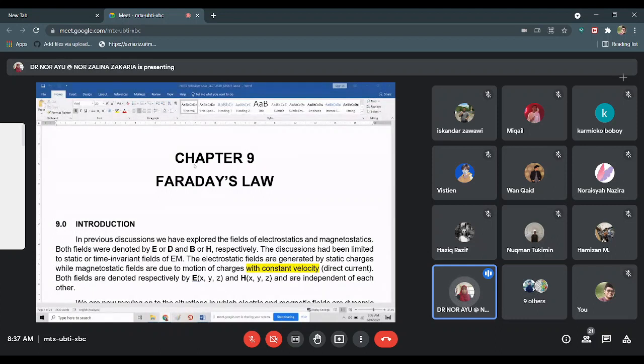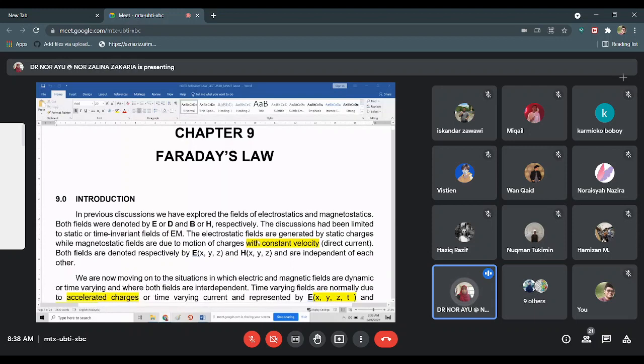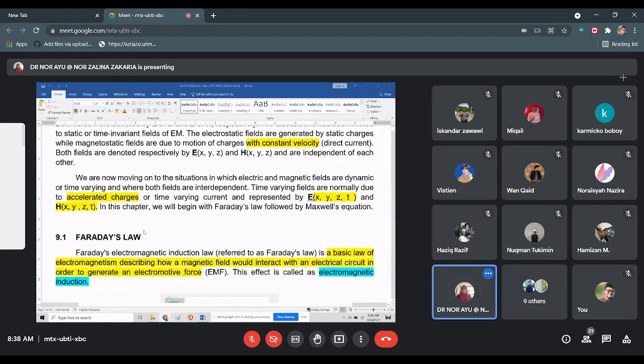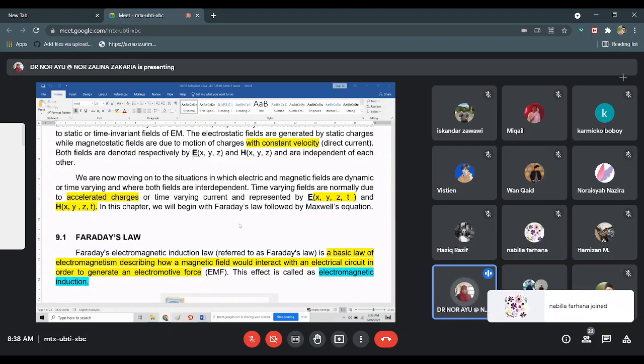Now today we will learn about fields moving with time varying. Before this we just had x, y, and z for magnetostatics, and now we have x, y, z, and t because we are considering time varying fields. In this chapter, we will learn about Faraday's law, and at the last part, we will see the Maxwell equations for the whole electromagnetic system.